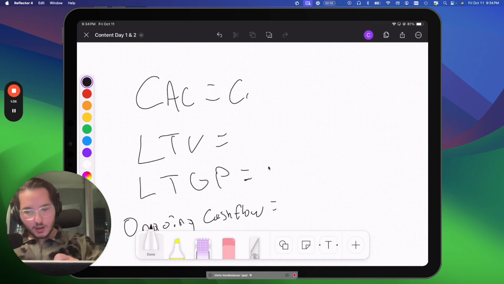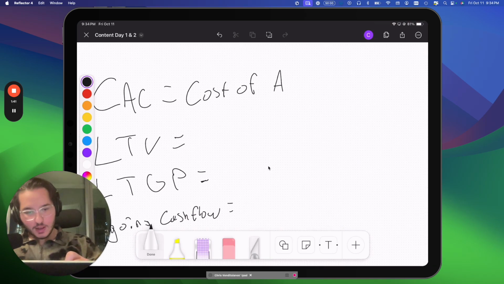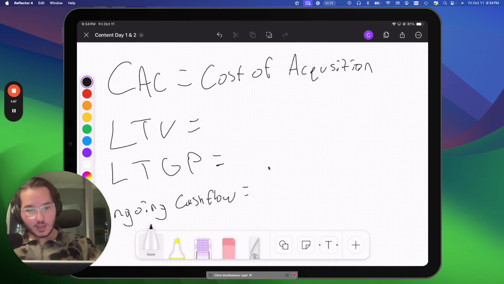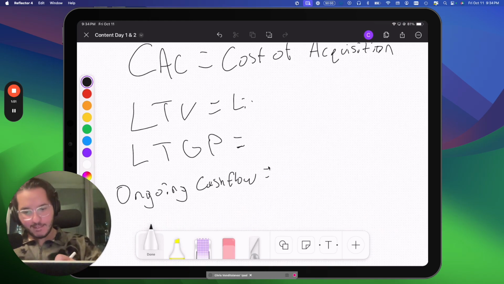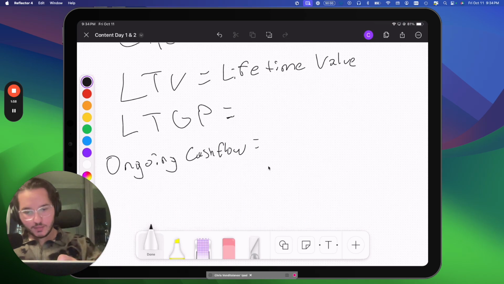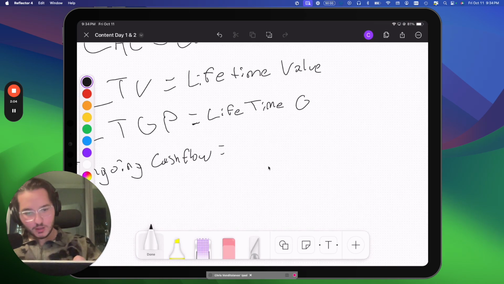So cost of acquisition. Let's hope I don't spell it wrong. That looks like I spelled it wrong. Lifetime value. Lifetime gross profit.